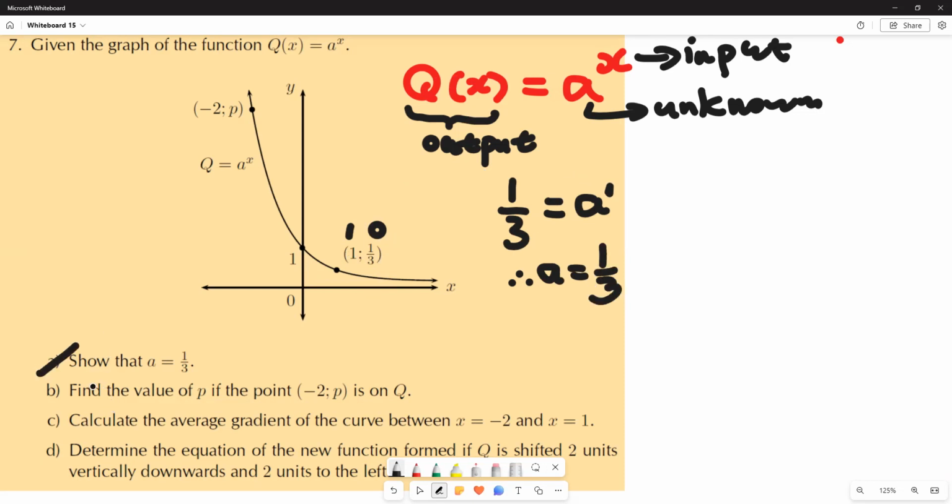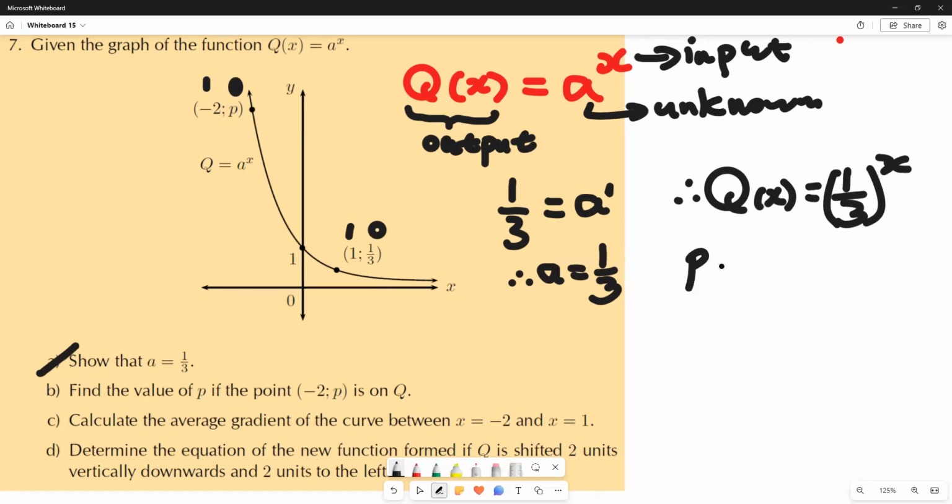Sure. And then they say find the value of p if the point -2 coordinate p is on q. In this case, remember our function is now q of x equals 1/3 to the power of x. And here again, we have the input and the output. So this is the input, that is the output. So my output is p, and then I have 1/3 to the power -2, right?